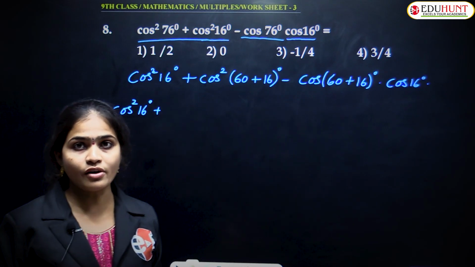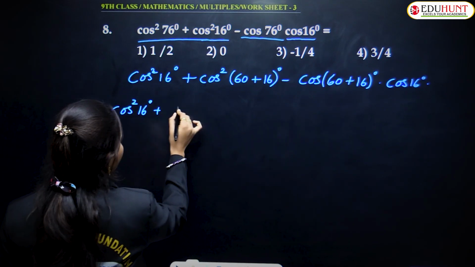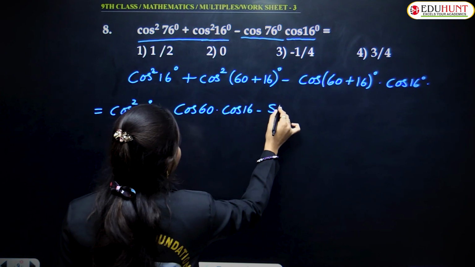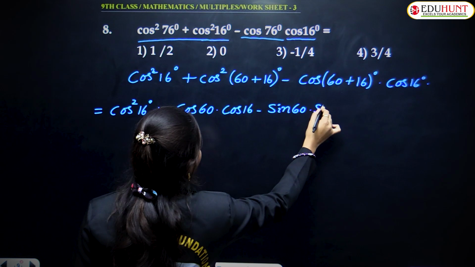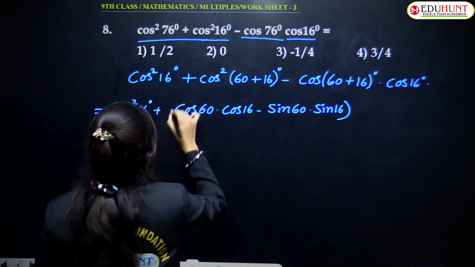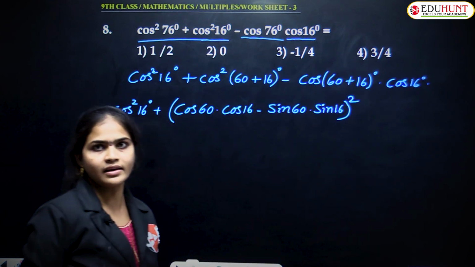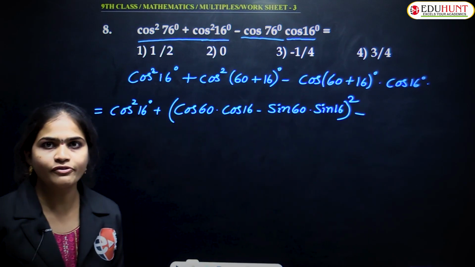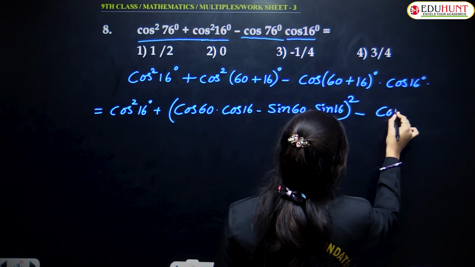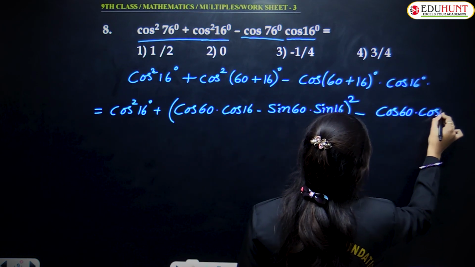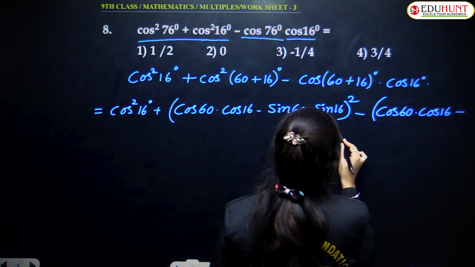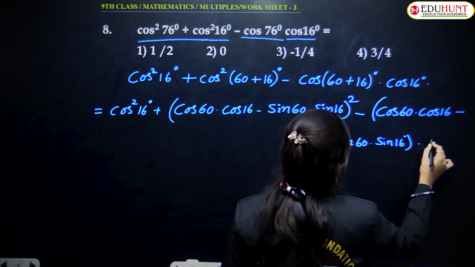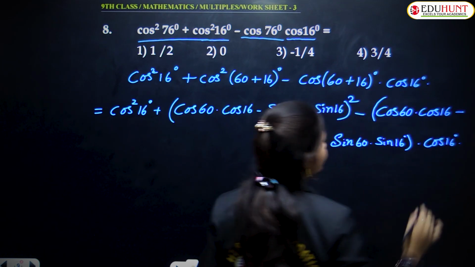Now here cos square 16 degrees plus, this is in the form of cos of a plus b whole square. So the cos of a plus b formula is cos a cos b minus sin a sin b, whole square. Why? Because here whole square is there, no? So that's why whole square. Minus, again the same cos of a plus b formula, we have to write cos a cos b minus sin a sin b, into cos 16 degrees. Okay.